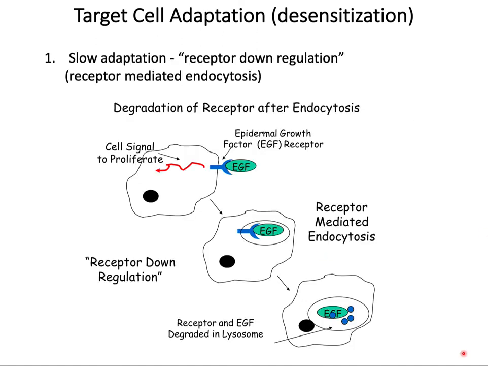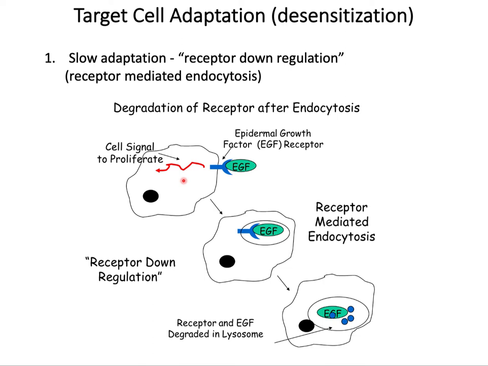Okay, so slow adaptation is also known as receptor downregulation, and this is when a receptor is internalized through receptor-mediated endocytosis, and that stops the signal. So here is a cell, and it has on its cell surface a receptor for epidermal growth factor, or EGF receptor. And while that signaling molecule is bound to the cell surface receptor, a signal is being propagated, so through RAS, RAF, MEK, and MAP kinase, etc.